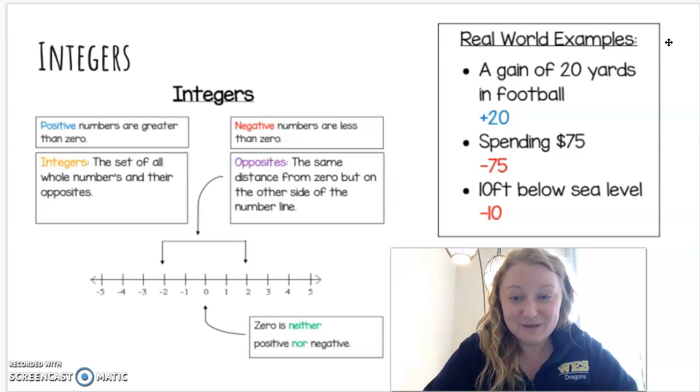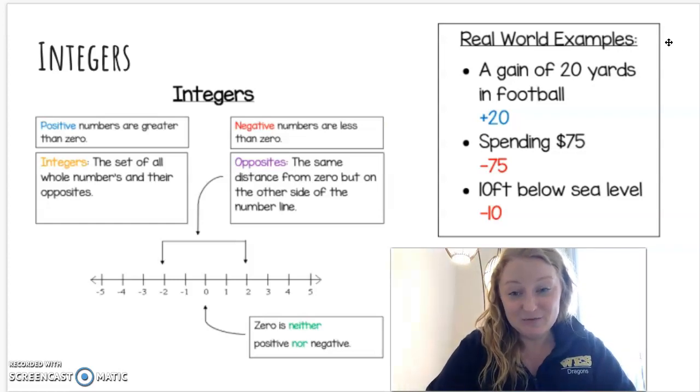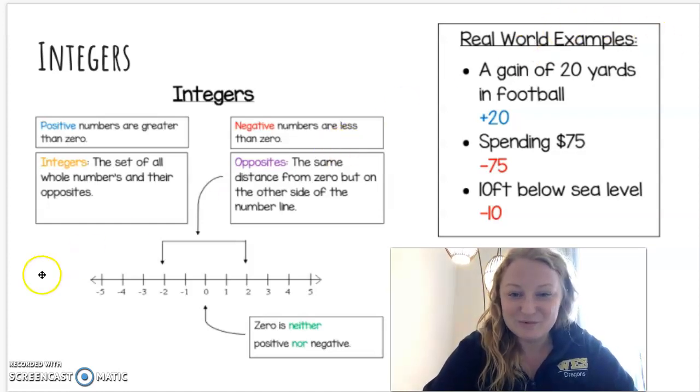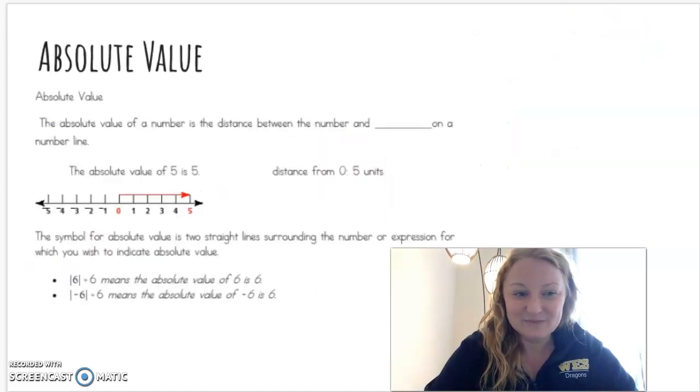Other examples of positive and negative whole numbers could also be temperature. When we hear temperature below 0, that could also be a negative. All right, I'm sure your brains are going right now as you think of more and more real life examples.